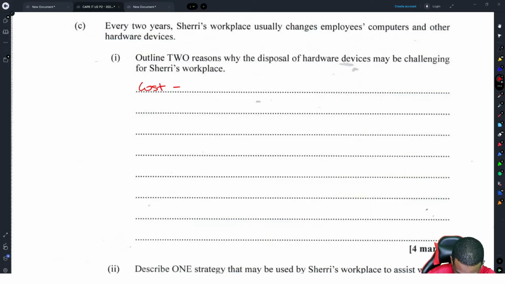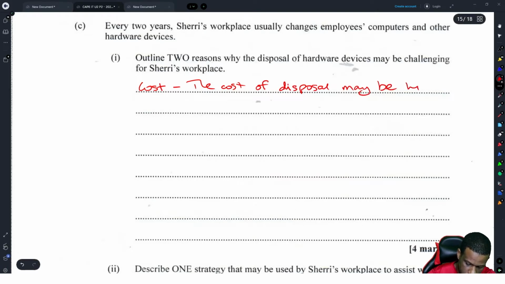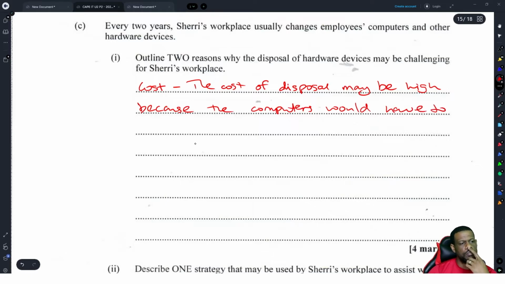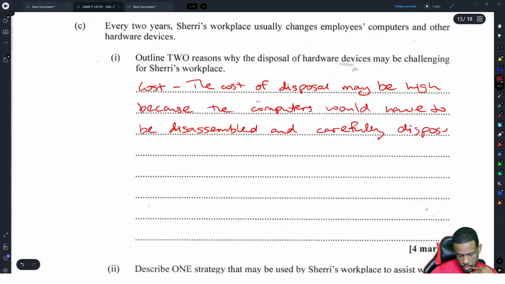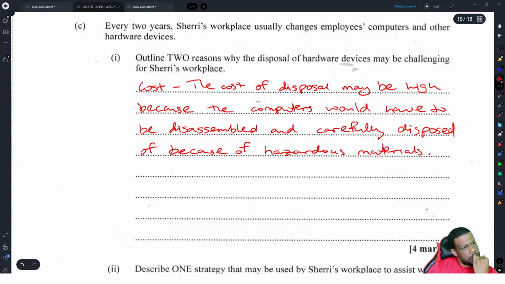Yeah, right. So cost. The cost of disposal may be high because the computers would have to be disassembled and carefully disposed of because of hazardous material. So basically saying why the cost would be high. All right, yeah.